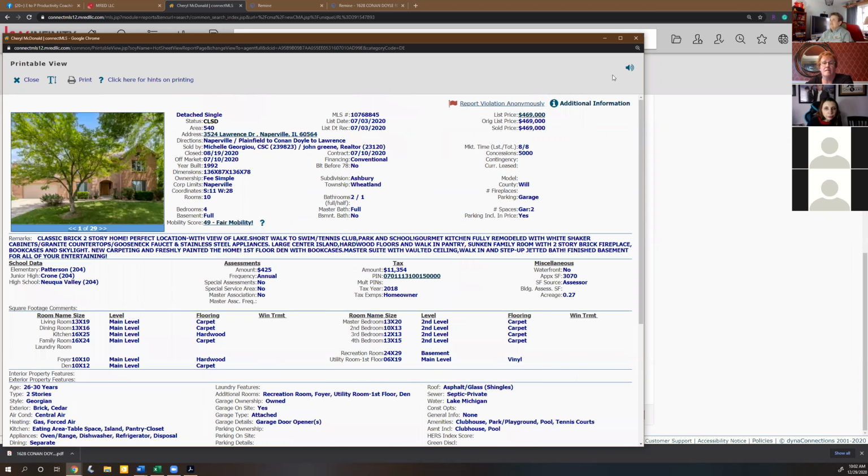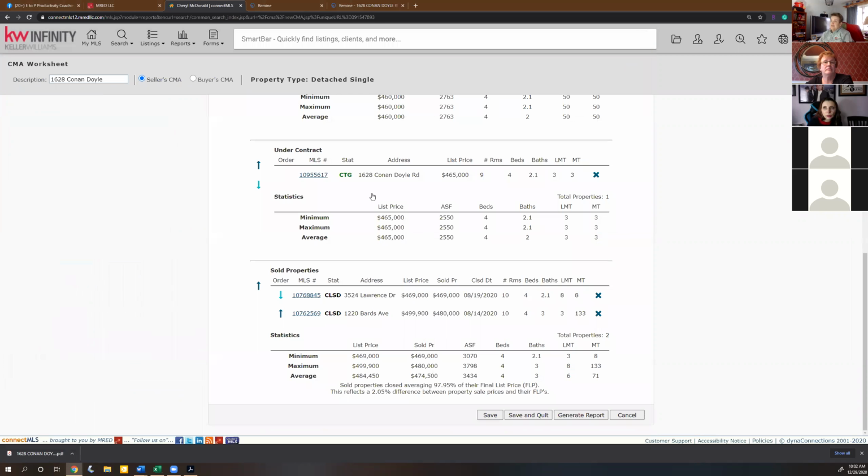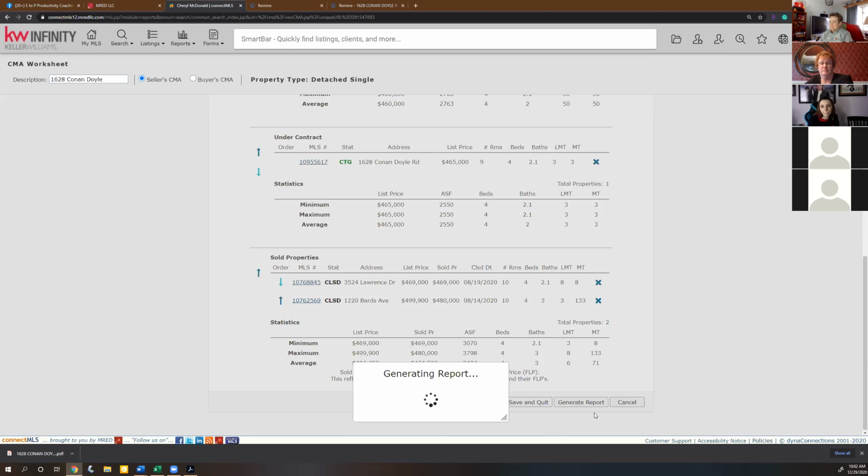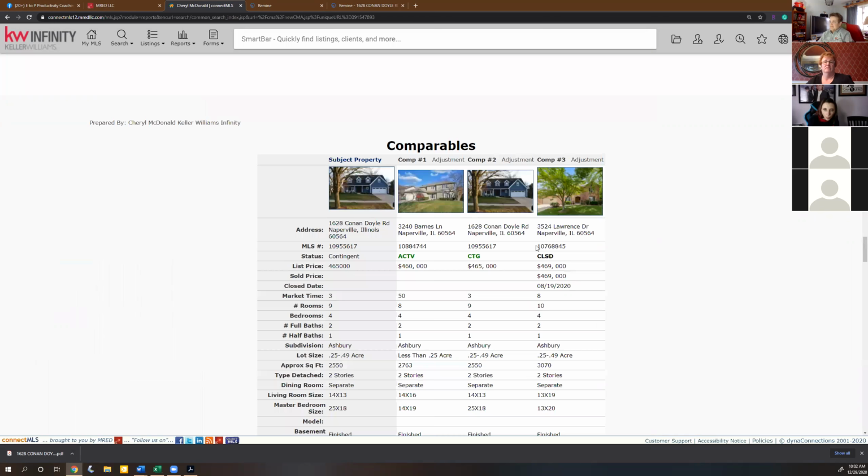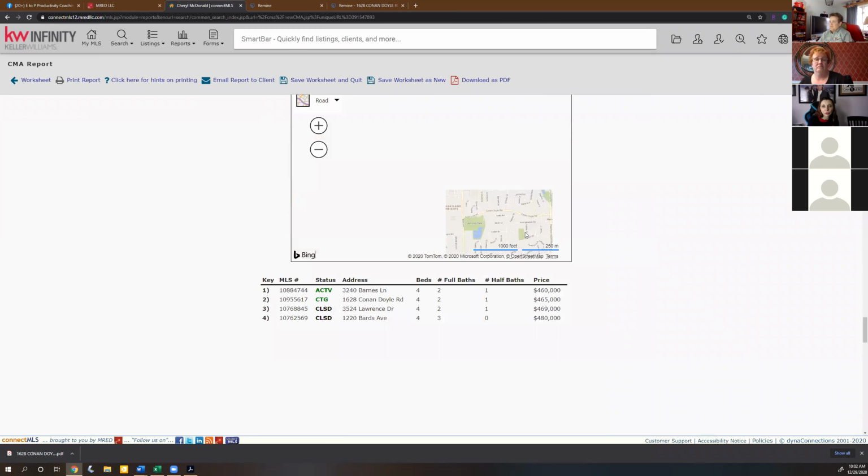Okay, so we know that 465. So I think that this list price is pretty spot on. I agree with that list price. See what it does now.